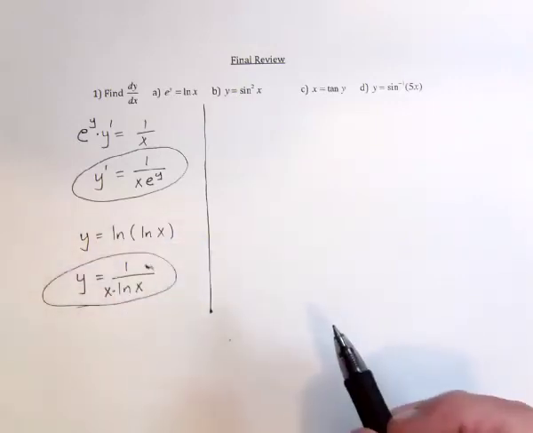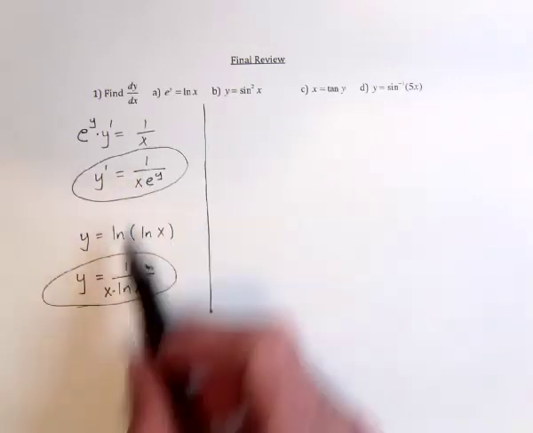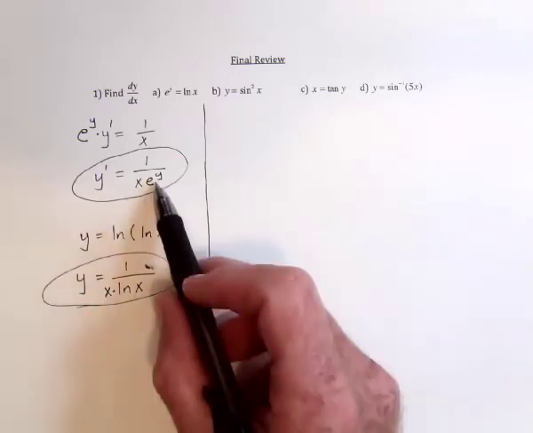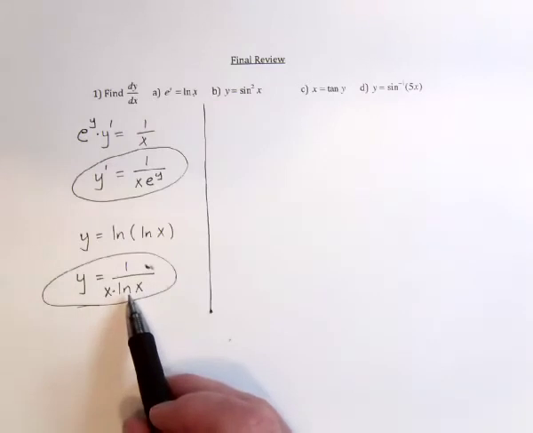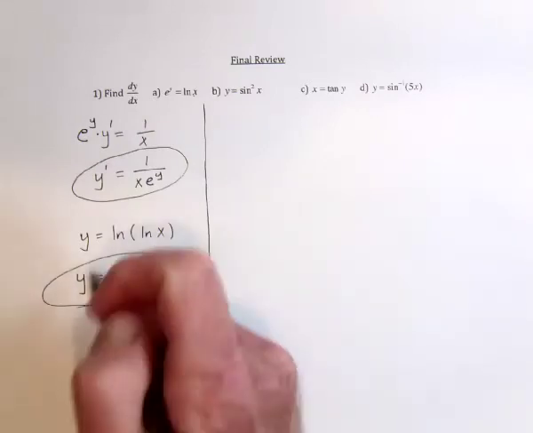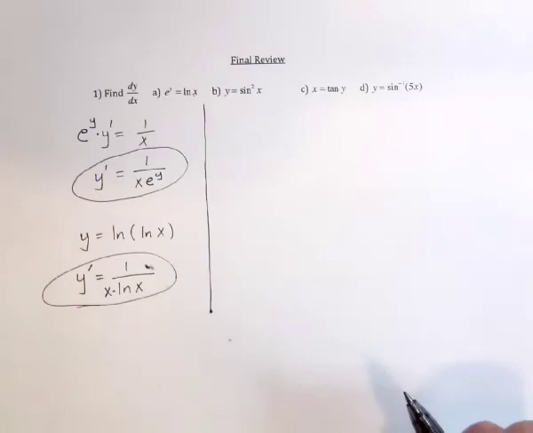And then are they the same thing? So they both have the 1 over x. This one has e to the y, but e to the y is equal to x, so they are the same. Except I forgot to say y prime when I did that.